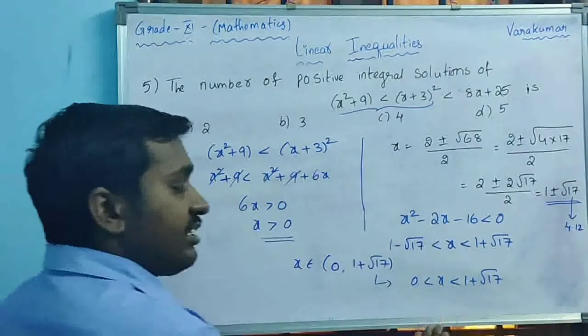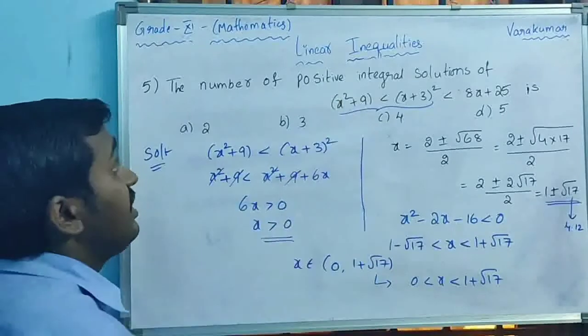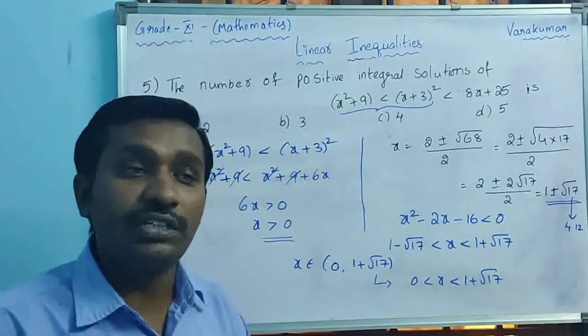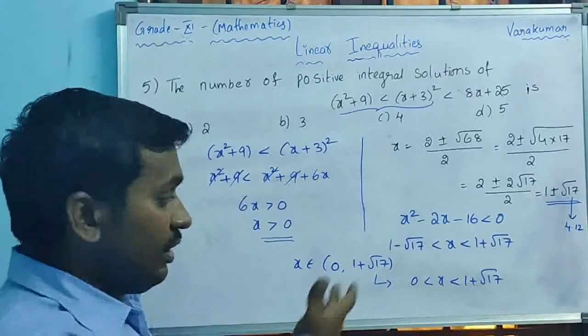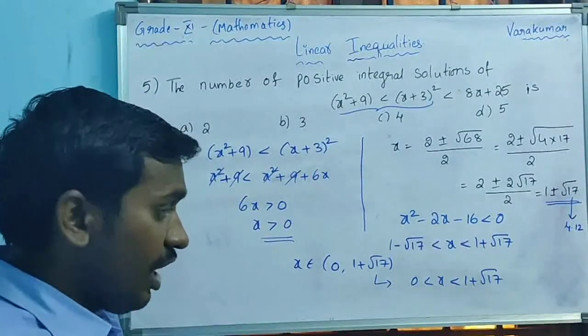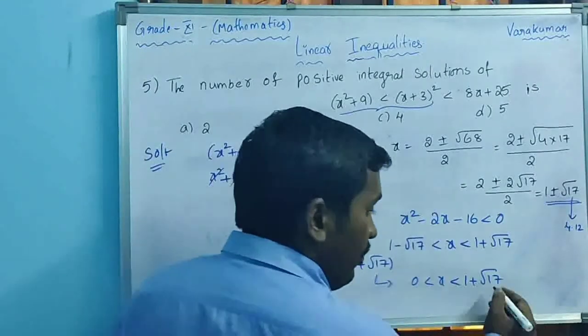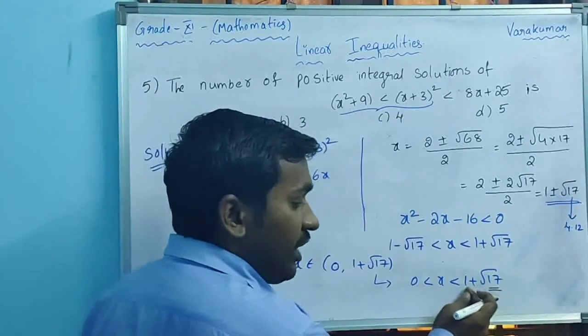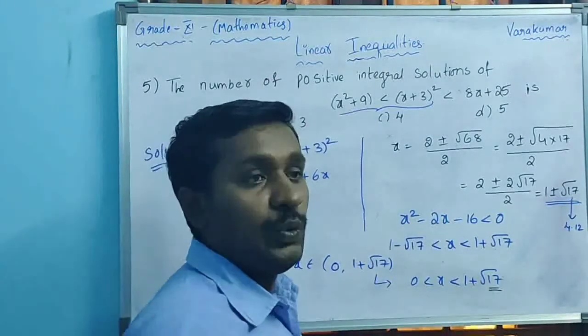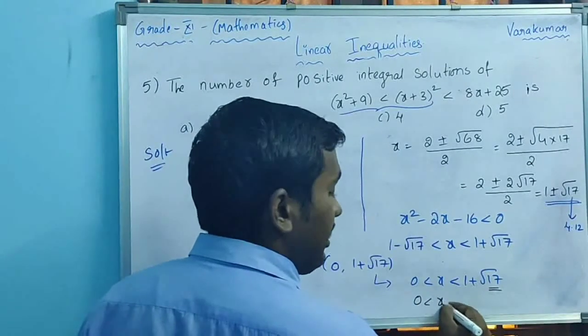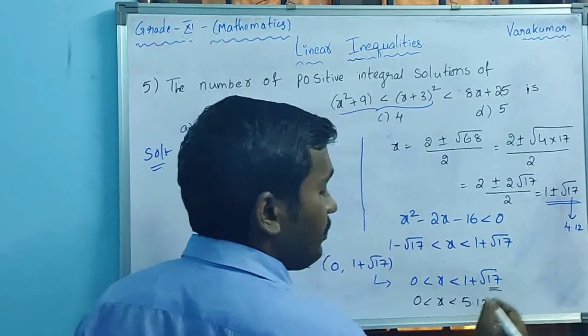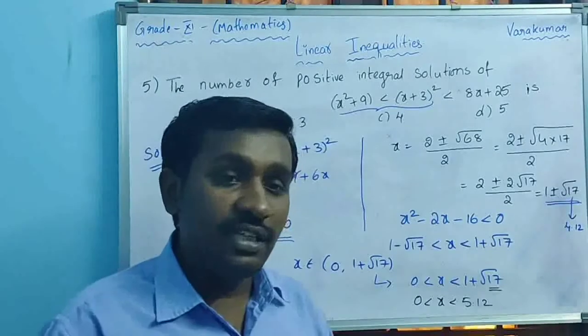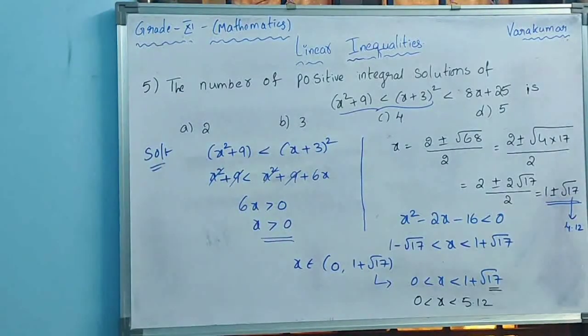Actually, if they ask for the solution set, this is complete. But here the question is to find the number of positive integral solutions, so we still have to simplify. The value of root 17 is 4.12, so 4.12 plus 1 is 5.12. So we can write 0 less than x less than 5.12. It means x lies between 0 and 5.12.